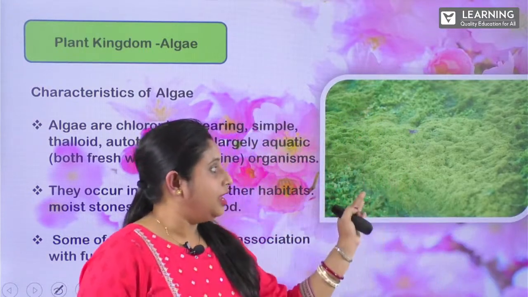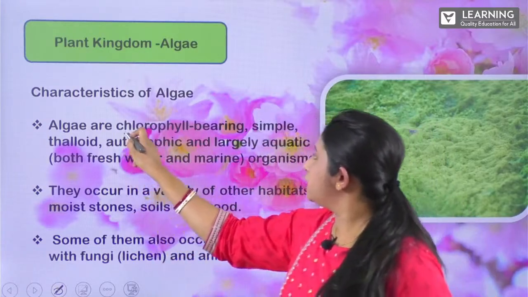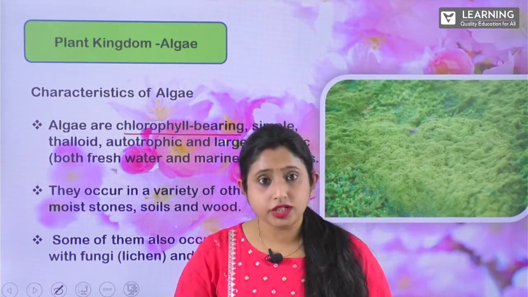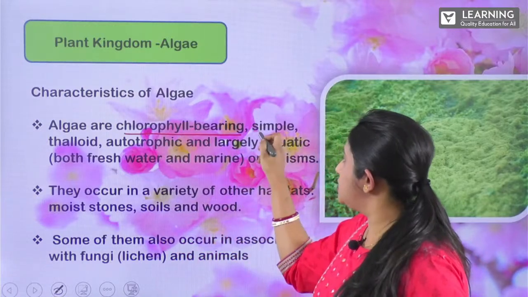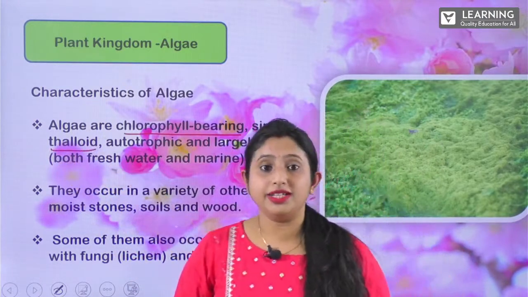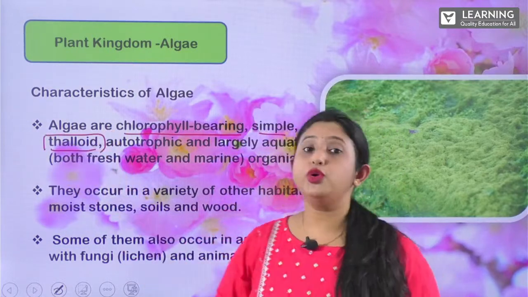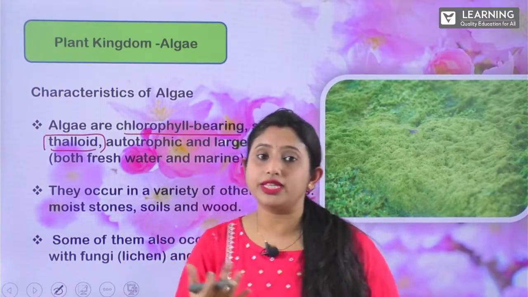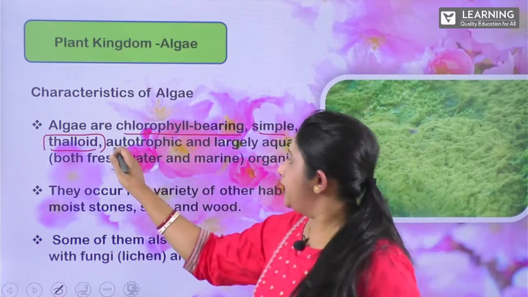You can see they look like this. Clear? So algae are what? Algae are chlorophyll bearing. Yes, they have chlorophyll. Because of this chlorophyll, they can prepare their own food. Clear? They are simple. They are very simple. They are thalloid. Now what do you mean by this thalloid? Thalloid means they do not have roots and branches. We call those plants that do not have roots, branches or stem, thalloid. Clear?